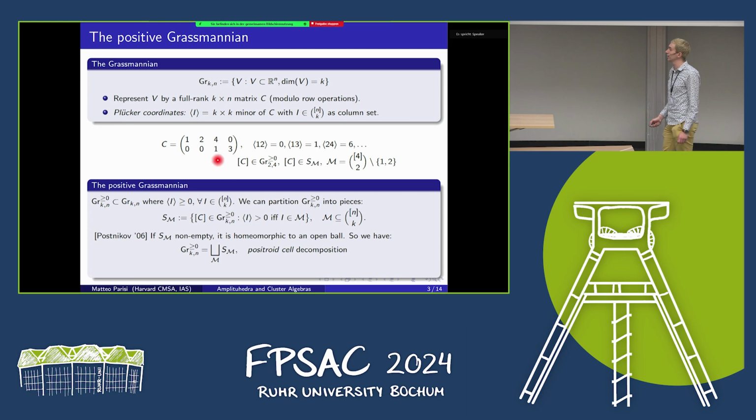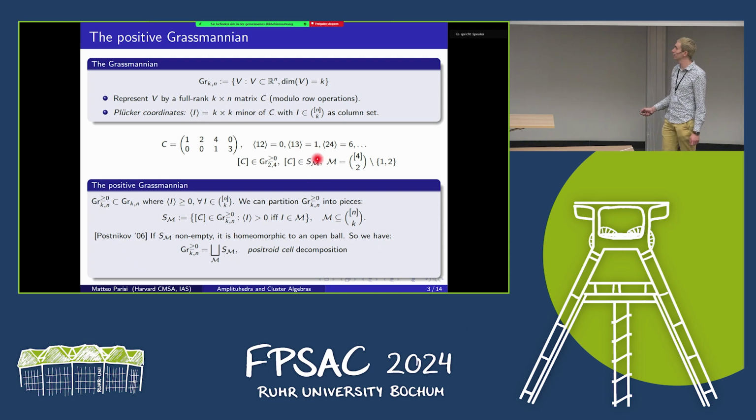The non-trivial thing is that these pieces have been classified by Postnikov, building on previous work by Lusztig and Rietsch, and they show that basically their stratifications are equivalent. If the strata are non-empty, they are homeomorphic to open balls. So in particular, we have a decomposition of the positive Grassmannian into cells that are called positroid cells.